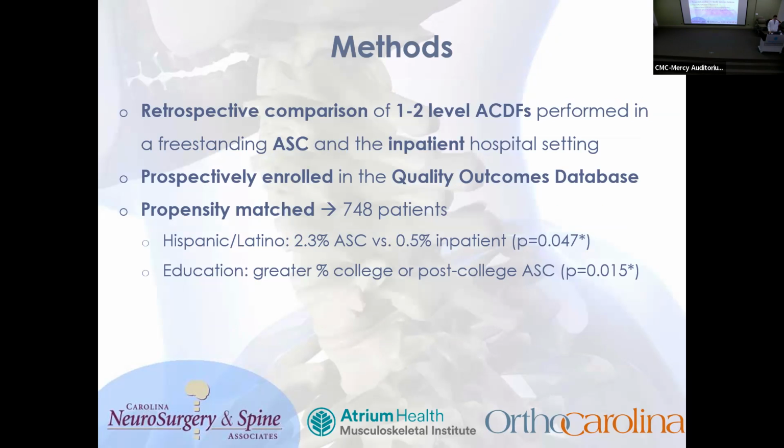So all patients were prospectively enrolled and had prospective patient-reported outcome measures collected. There were about 6,500 patients initially in the study. We propensity matched those patients down to 748 patients. After propensity matching, the only significant differences between populations were a slightly higher rate of Hispanic and Latino patients in the ASC cohort, and, not surprisingly, a higher educated population in the ASC cohort.